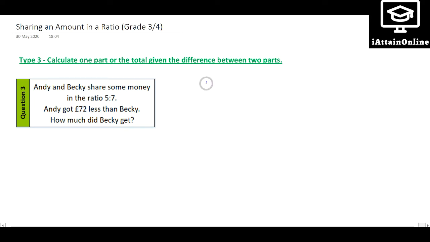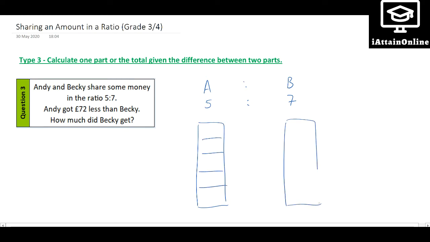Again, Andy and Becky, and they split some money in the ratio 5:7. These questions are always going to start the same way. Over here I'm going to draw 5 boxes, and over here I'm going to draw 7 boxes. 1, 2, 3, 4, 5, 6, 7.